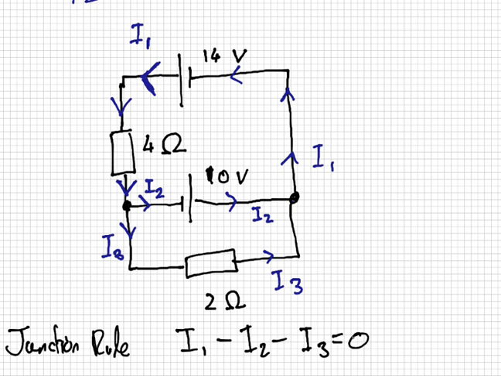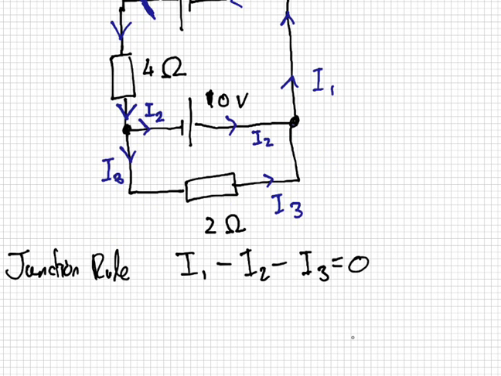Now, let's look at the junction on the right. What equation do I get on the junction on the right? What's going in? The I2 and I3. What's going out? I1. So the equation would be I2 plus I3 minus I1 equals 0. In fact, that is the same as that equation, isn't it? So we don't need to use the junction rule again because we get the same result. So I just use it once.